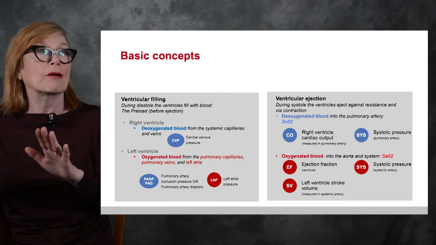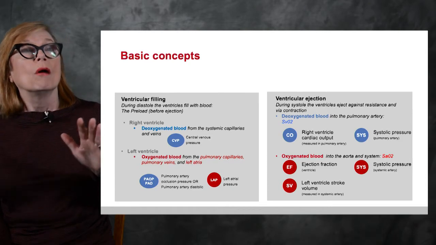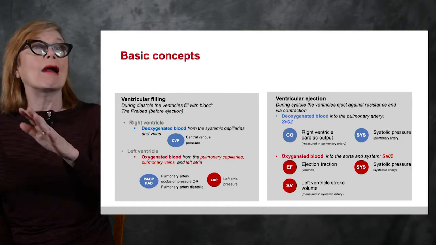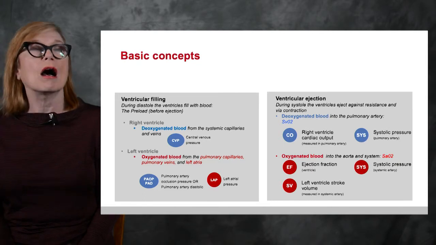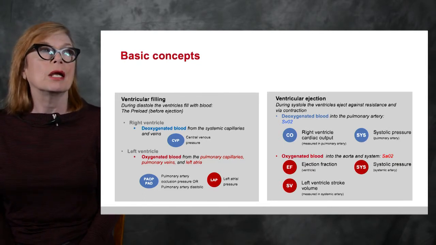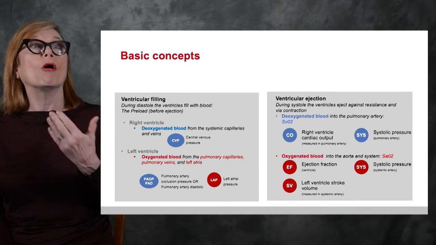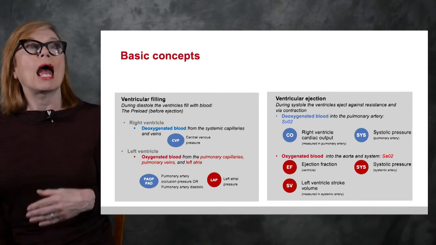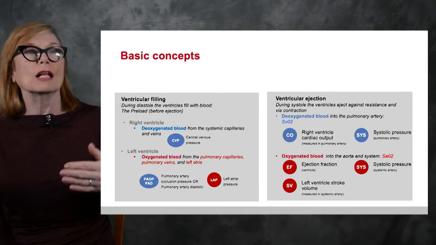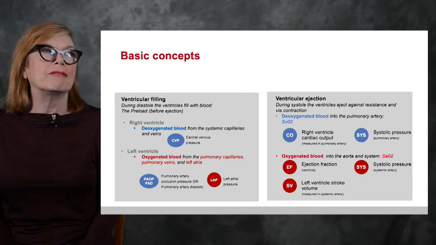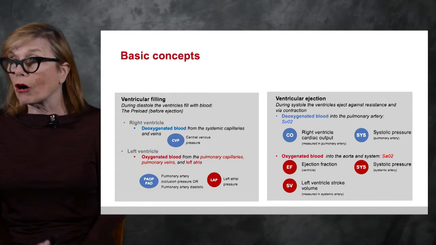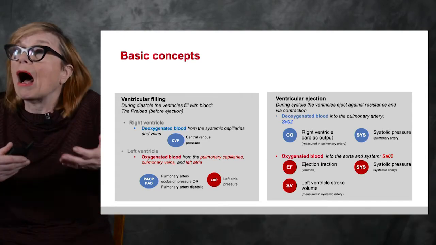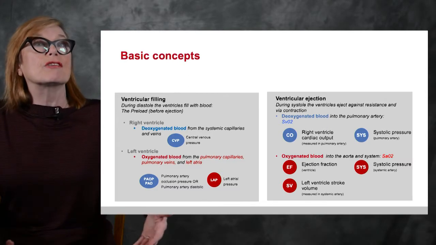So we can look at right ventricular function by looking at cardiac output as measured in the pulmonary artery. It requires a pulmonary arterial catheter. We also can look at pulmonary artery systolic pressure as a representation of right ventricular ejection. And both of those, the pulmonary artery cardiac output and the pulmonary artery systolic pressure, are representative of right ventricular ejection.